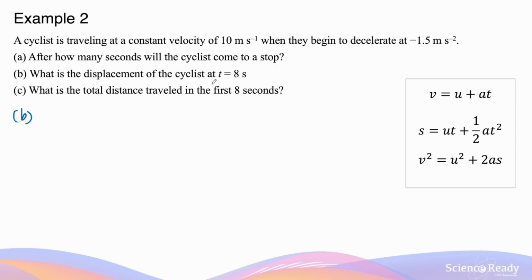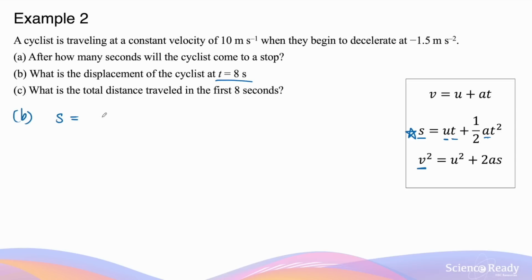What is the displacement of the cyclist at t equals 8 seconds? So we're looking for displacement. We can use either the second or the third equation. The more appropriate kinematic equation will be the second one because we want to find the displacement. We have information on the initial speed, which is 10 meters per second. We have the time, which is 8 seconds, and also we know the acceleration, which is minus 1.5 meters per second squared. The other equation here is not as suitable because we don't know what the final speed or the velocity of the cyclist would be at 8 seconds.